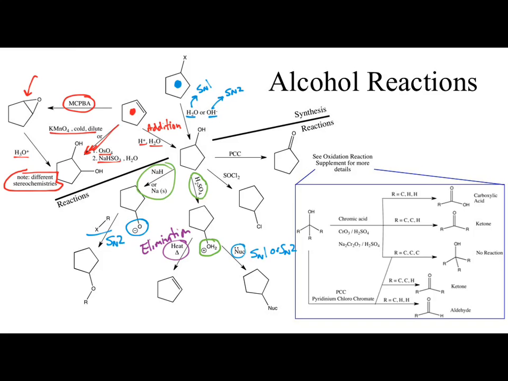We've got another substitution reaction with our thionyl chloride. What's the special circumstance with thionyl chloride? It maintains stereochemistry through the reaction. So if we start R, we end R. If we start S, we end S. We can also react our alcohol with PCC to turn it into a ketone.